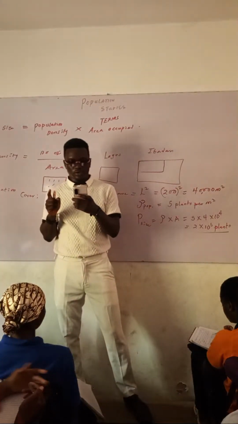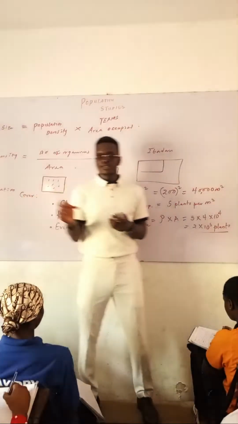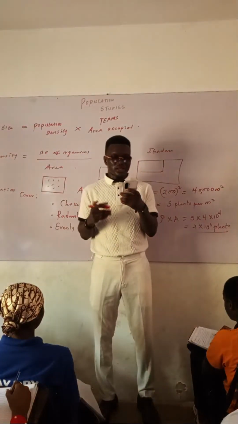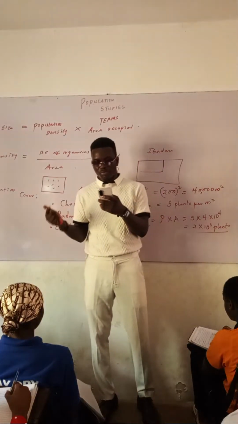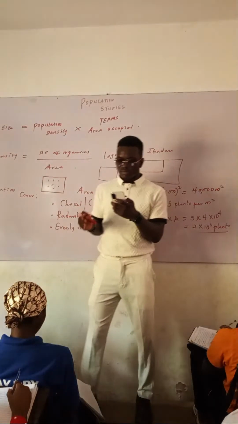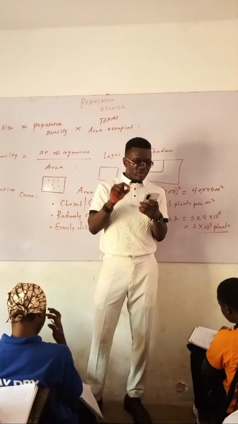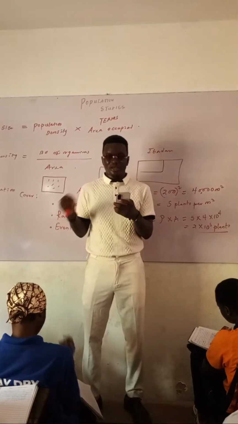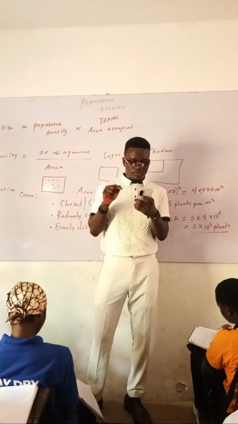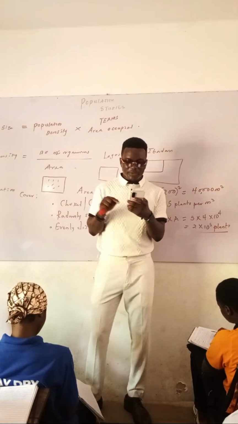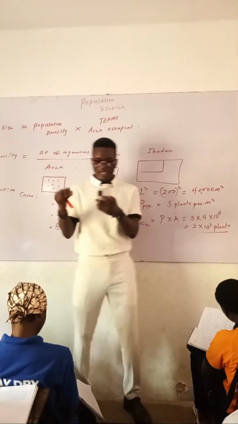Listen, just listen, don't write. The number of individuals in a habitat in relation to the unit space available to each organism is referred to as what?